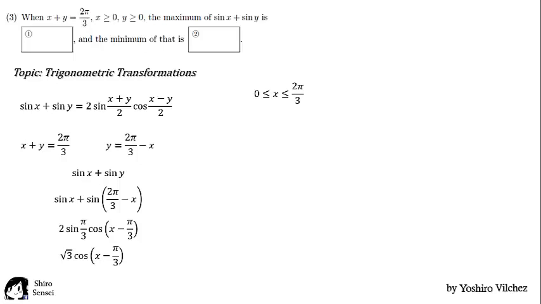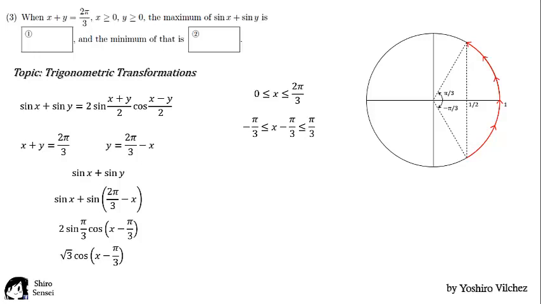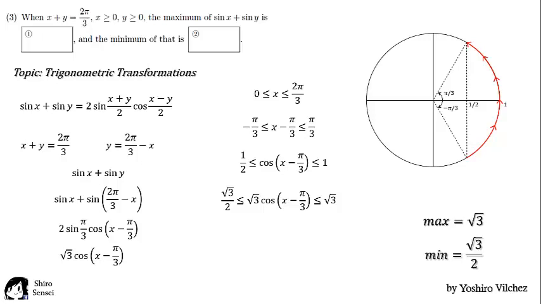We subtract pi over 3 and find the cosine of this interval between minus pi over 3 and pi over 3. In this graph we can see that the cosine for the interval is between 1/2 and 1. Then multiply by square root of 3 and finally we get the maximum and minimum, which are square root of 3 and square root of 3 over 2.